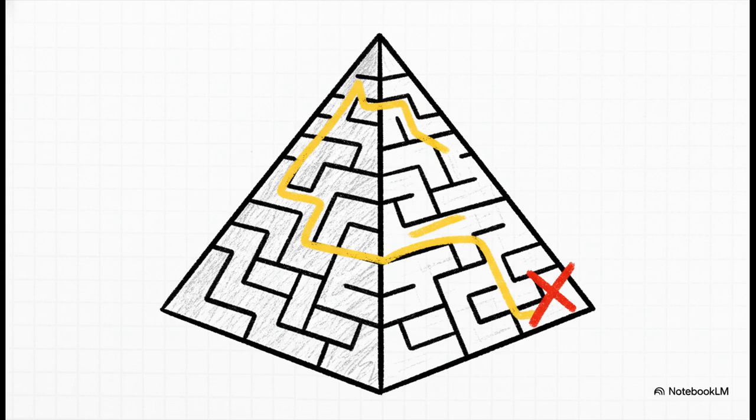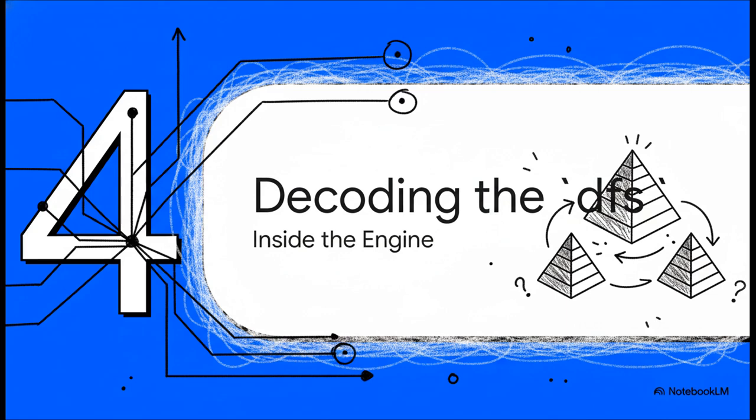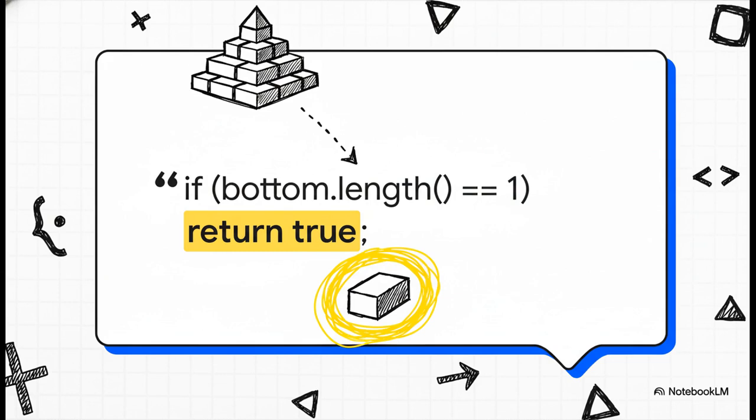You turn around, you go back to your last intersection, and you try a different path. That's exactly what DFS does. Okay, so with that go deep strategy in mind, let's pop the hood and look at the engine of this whole solution, the DFS function. This is the piece of code that actually does the depth-first search. Check this out. This one simple line of code, this is the finish line.